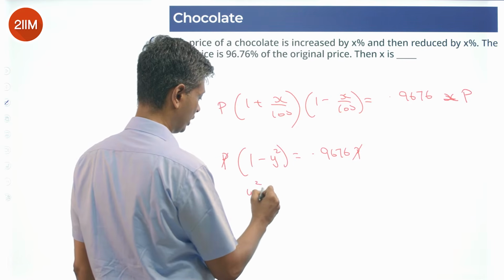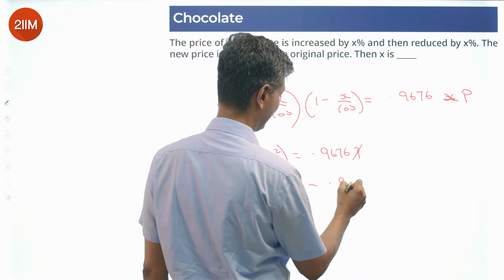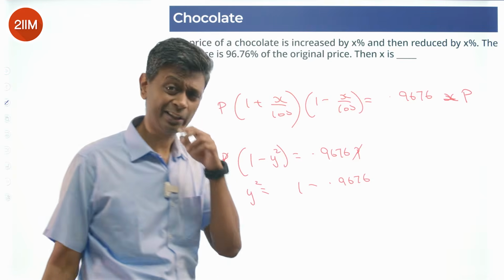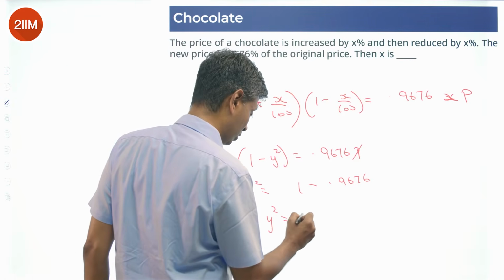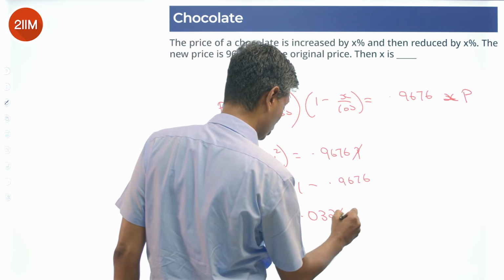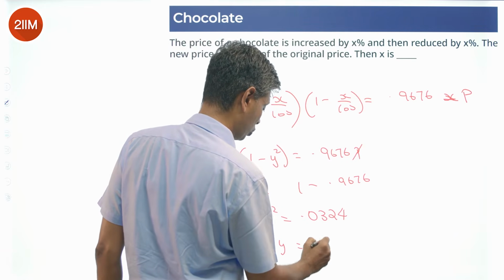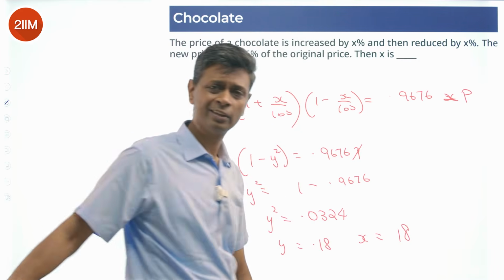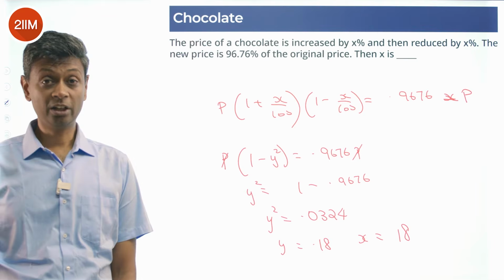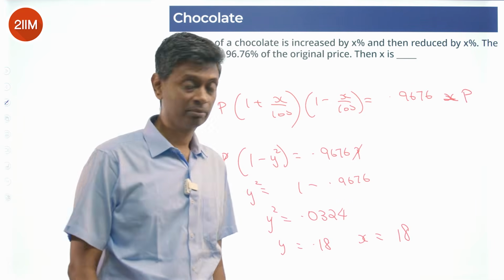Or Y square is 1 minus 0.9676. I really like this number, 9676. You subtract that from 1, you get Y square is 0.0324. Or Y is 0.18, or X is 18. You increase it by 18%, decrease it by 18%, we'll get to this number.